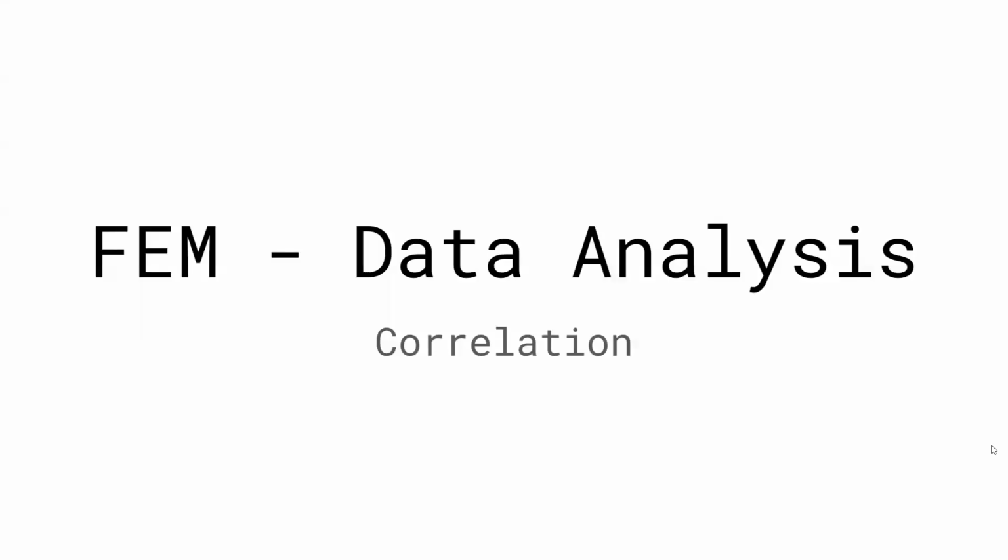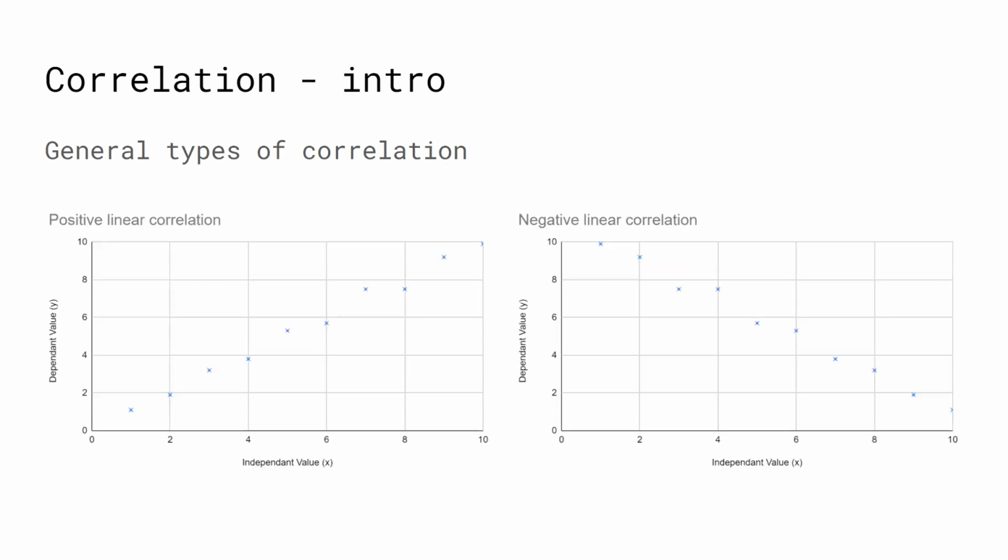Hello and welcome to my video on further engineering mathematics data analysis. This time we're focusing more on correlation. Now, correlation is a term for the measure of strength of a linear relationship between two quantitative or numerical quantities or variables. So let's look at correlation a bit.